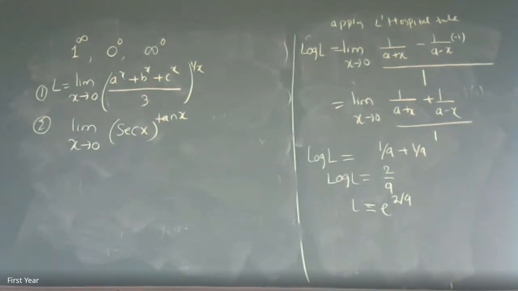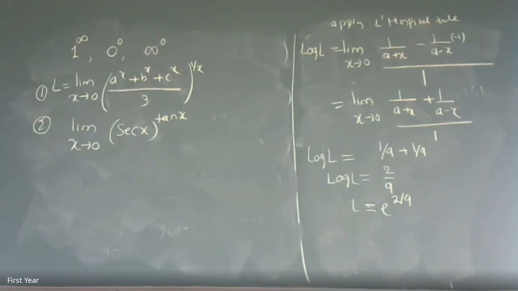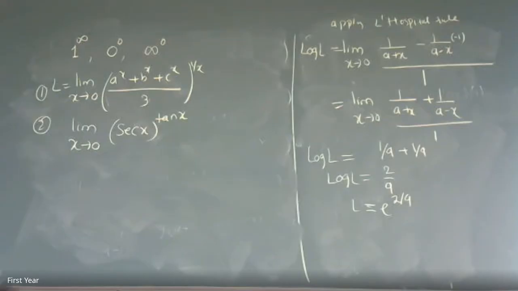Which is the first question? Which type is it? 1 raised to infinity. Very good. So it is the 1 raised to infinity form. Apply log. So L equals E raised to ln of abc by 3. So remove E and ln, and you'll get the answer. abc raised to 1 by 3 is the answer. Yes, correct.